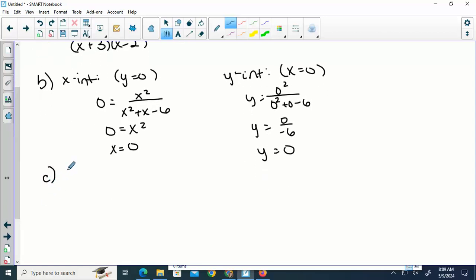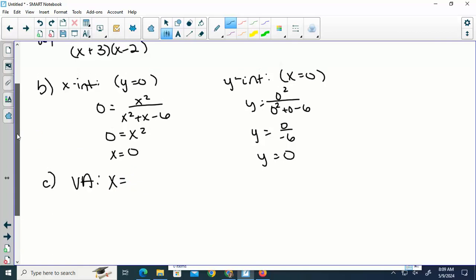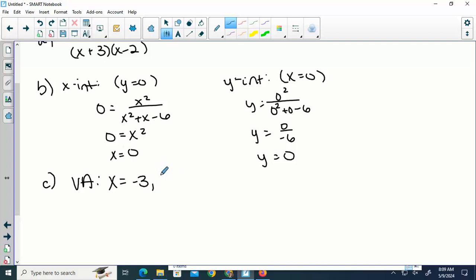Then we did asymptotes. Asymptotes are lines, so you have to give me a full equation for them. Otherwise, I will take off on that. Vertical is what makes the bottom 0. A vertical line is x equals. So that's why we factored it. What makes x plus 3 equal 0? And what makes x minus 2 equal 0?